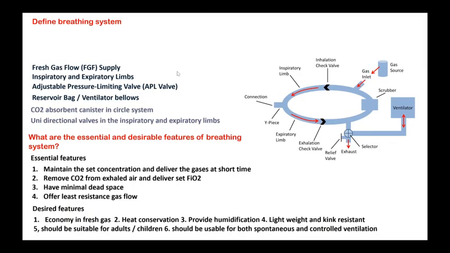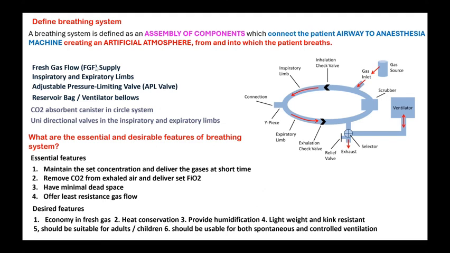The breathing system is defined as an assembly of components which connect the patient to the machine. That is the basis of the breathing system. And it creates an artificial atmosphere from which the patient breathes in and breathes out. And the components of these breathing systems are fresh gas flow, inspiratory and expiratory limbs.